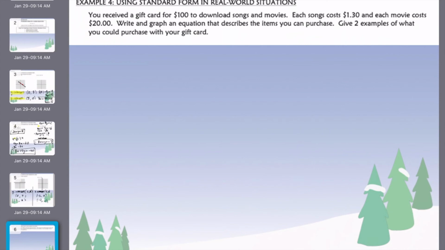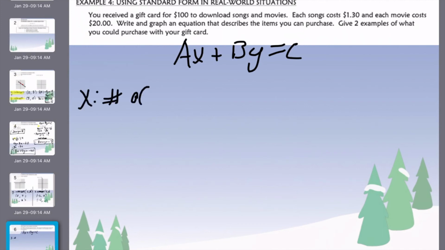So let's relate this back to what we just learned with standard form: Ax plus By equals C. All I need to do here is figure out where I'm going to put these numbers, where they are appropriate, okay? So I'm going to say that x is the number of songs you bought. That doesn't look like bought, we'll change that. And y is going to be the number of movies bought.